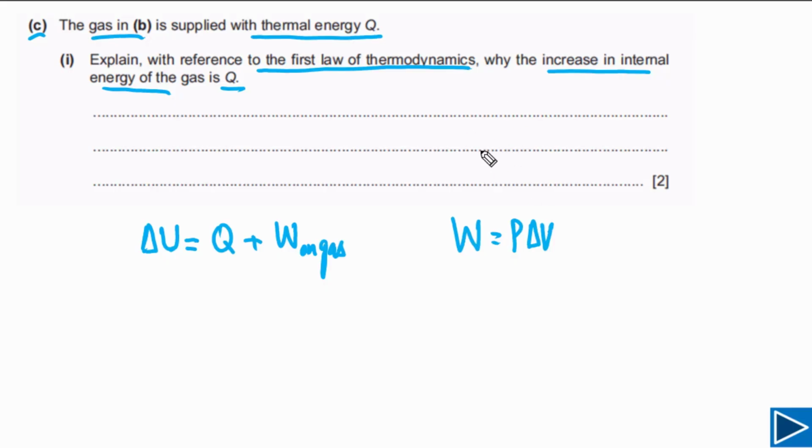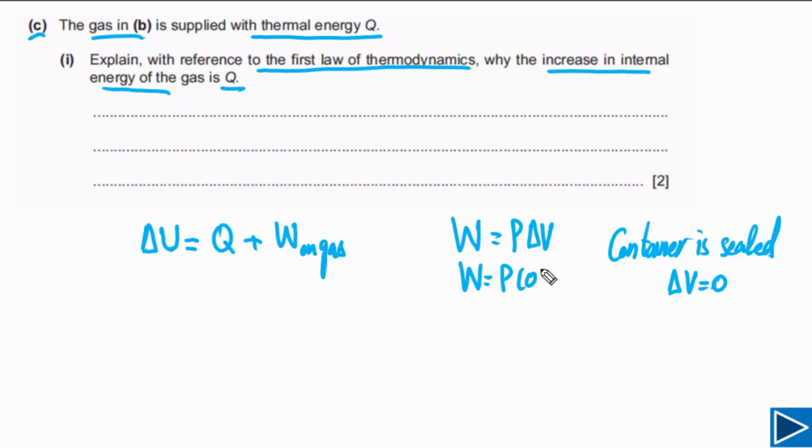by gas. But in this case, in part B, it was given to us that the container is sealed. That was given to us in part B. Container is sealed. It simply means that the volume of the container will not change. Container is sealed simply means delta V is equal to 0. So if delta V is equal to 0, it means that W is also equal to 0. So work done by gas is equal to 0. Work done on gas also 0.